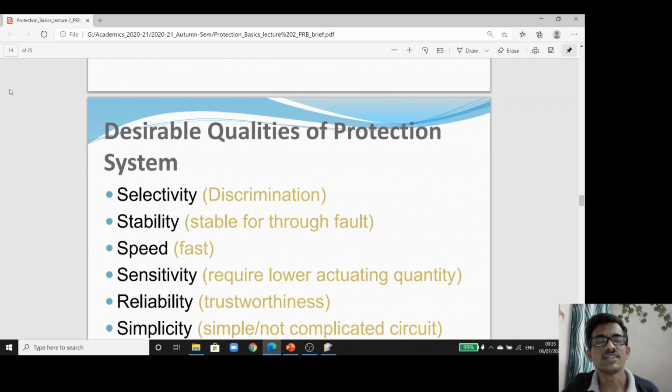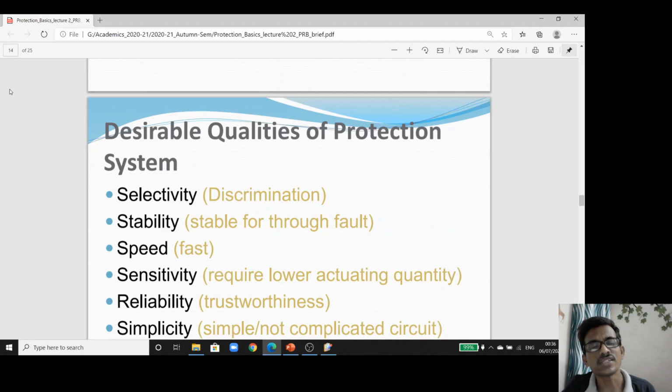There should be no confusion between stability and reliability. What is stability? Stability means our protection system should remain stable during normal operation as well as for through faults. A through fault means a fault beyond our zone. But reliability means our protection system must operate when there is a fault within our zone. So that is the difference. Remember, stability and reliability.